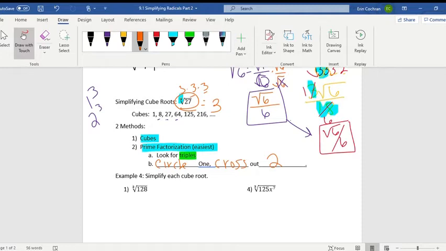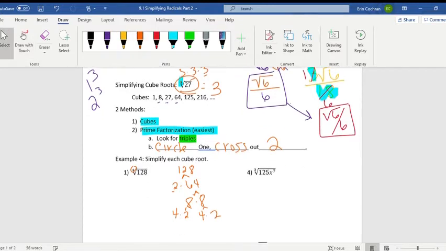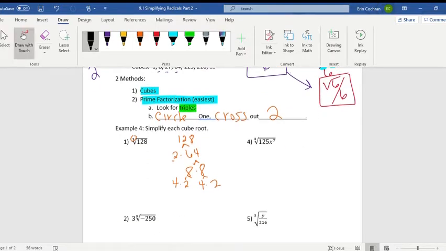All right, so let's break down 128. Our index is 3, so we have to look for triples. 128 breaks down to 2 times 64. 2 is prime. 64 breaks down to 8 and 8. 8 breaks down to 4 and 2, and the other 8 breaks down to 4 and 2. My 4 breaks down to 2 and 2. This 2 is prime. The other 4 breaks down to 2 and 2, and those are all 2s.